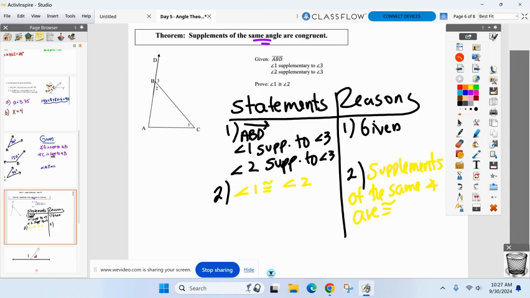Hey, facts, right? Hashtag facts, right? All good? Questions? Got to be supplementary to the same angle.